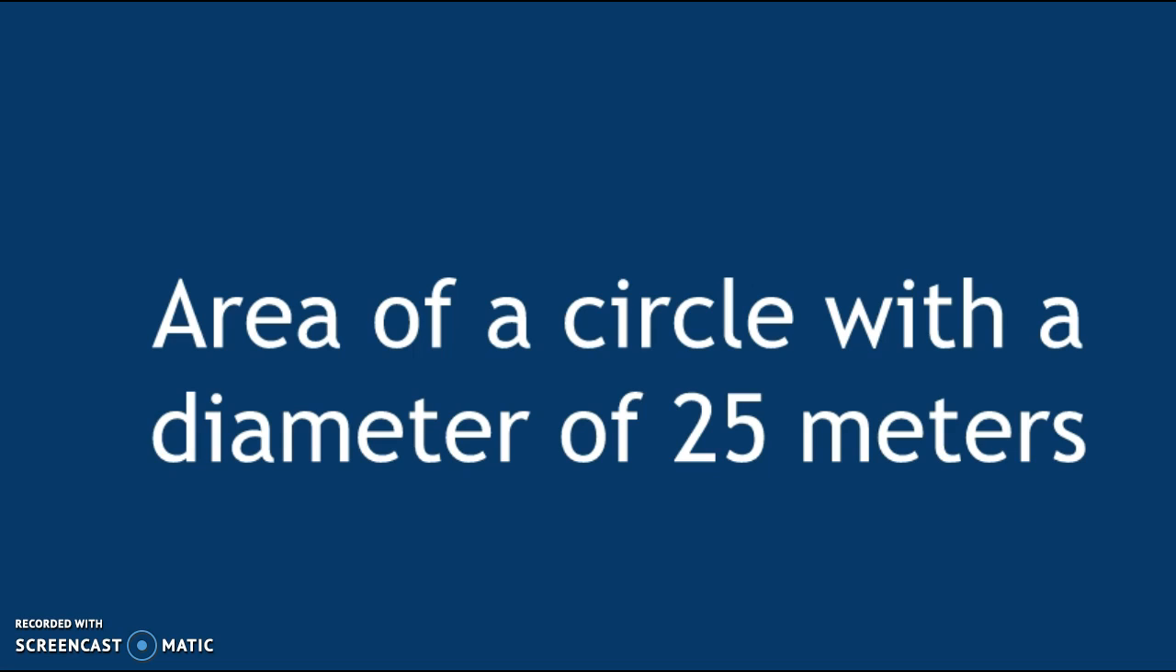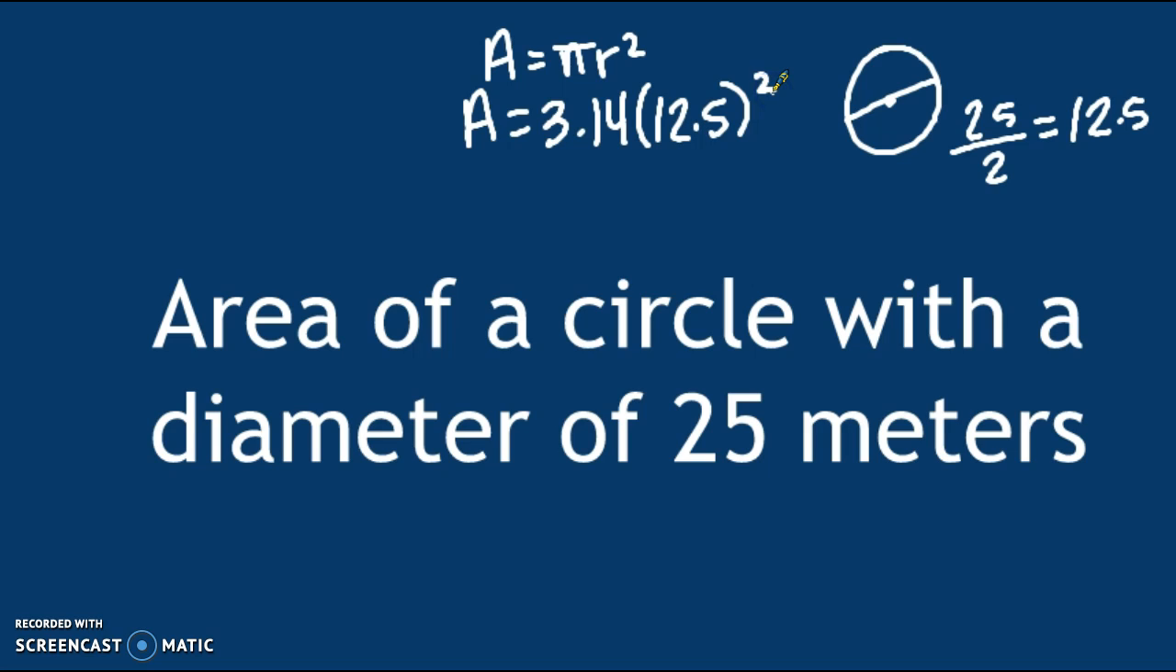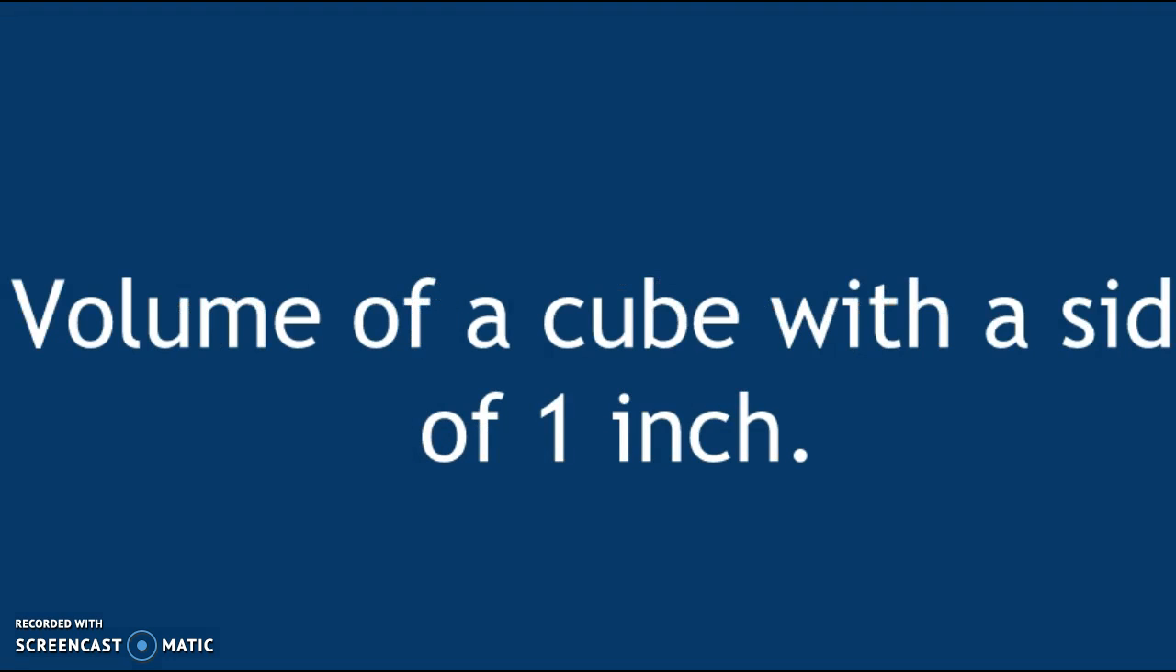The area of a circle with a diameter of 25. Area equals pi times the radius squared. This says that the diameter is 25, so I'm going to take half of that to get that the radius is 12.5. So I'm going to plug in 3.14 times 12.5 squared. And the area is 490.63 square meters.